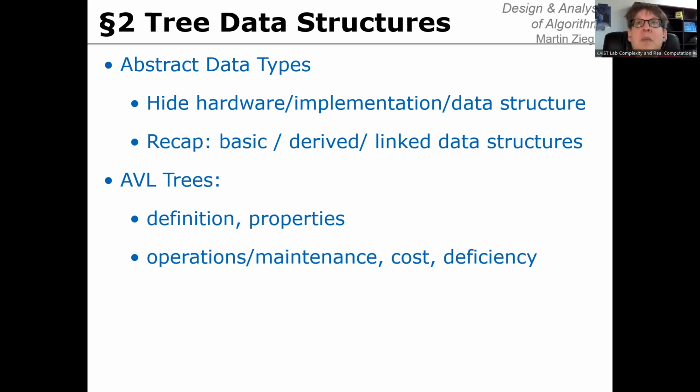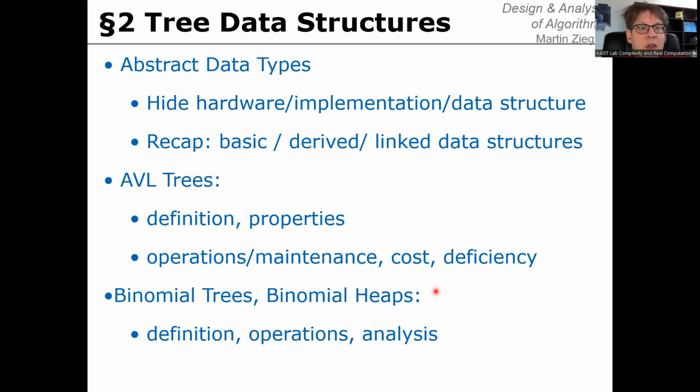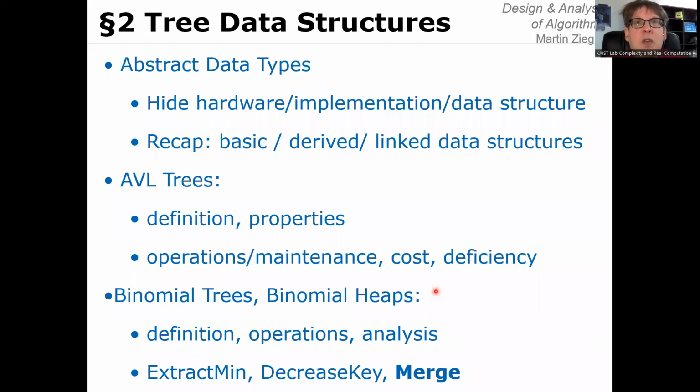So these are topics that have already been covered, for example, in CS 300, Introduction to Algorithms. But today we move on further, and we are going to discuss also binomial trees and binomial heaps, also known as binomial forest. We'll recall the definition of binomial trees and binomial heaps, operations supported on binomial trees and binomial heaps. We will analyze the cost of these operations. Specifically, the operations we consider will be extract min operation, decrease key operation, and newly the merge operation, which is new and supported now efficiently as opposed to AVL trees. So that's our plan for today.